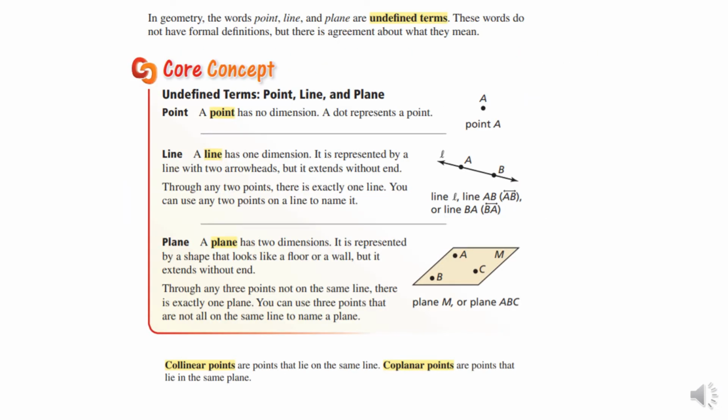Okay, in geometry, these words, point, line, and plane, are undefined terms, but people have agreed on what they mean. So here's a point. This is a line. Okay, read this all to be familiar with it. A plane has two dimensions. Collinear points are points that are on the same line, and coplanar points are points that are on the same plane. Notice that this is the name of the plane. It has no dot, so be careful with that.